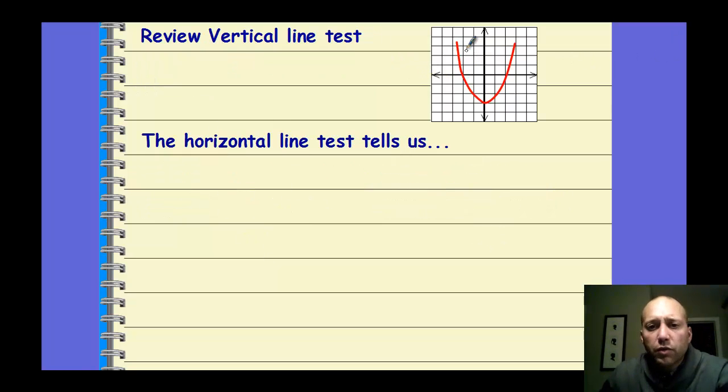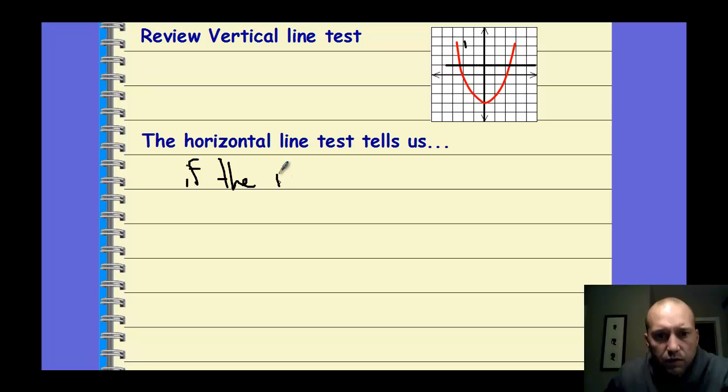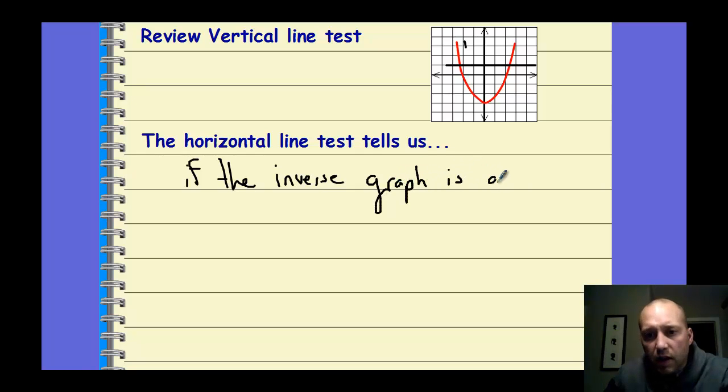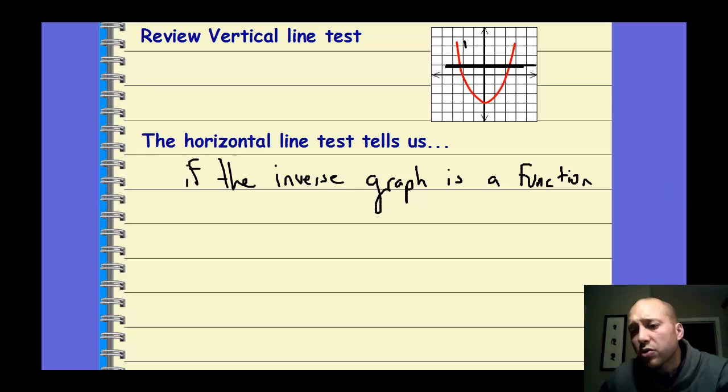So vertical line test. So we've looked at the vertical line. This red parabola is a function because it passes the vertical line test. Well, there's another one called the horizontal line test. And the horizontal line test tells us if the inverse graph is a function. So because I can draw a horizontal line here through 2 points, then the inverse will not be a function.